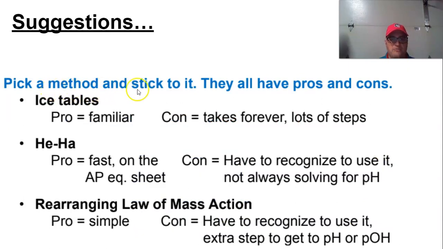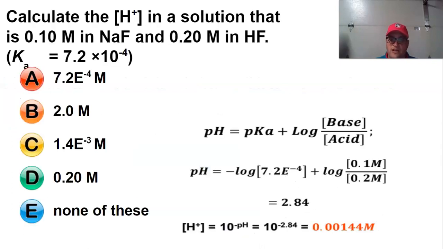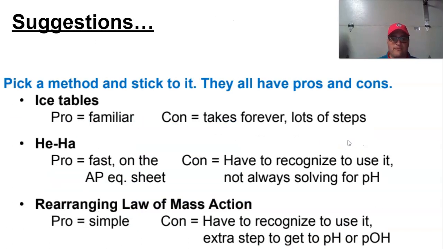So I suggest picking a method and just sticking to it. Everything has pros and cons. ICE tables you might be very familiar with. They might be able to churn out pretty quick. They do take forever at times, lots of steps. Hee-haw, fast. It's on the AP equation sheet, so you don't have to remember it. But you have to recognize it, and you're not always solving for pH, so you might have to solve for other things. Like if you're solving for the concentration of the acid, you have to do some kind of fun math in order to get there. So that can be kind of tedious or troublesome.